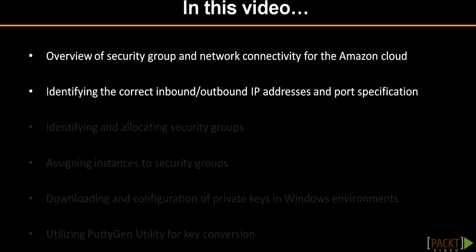Specifically in this video, we're going to take an overview of security and network connectivity to the Amazon Cloud. This includes creating security groups to help identify the correct inbound and outbound IP addresses and ports. We will also assign EC2 instances to security groups so they take on these network settings. Finally, we will show you how to use private keys in a Windows client environment to connect to your instances.